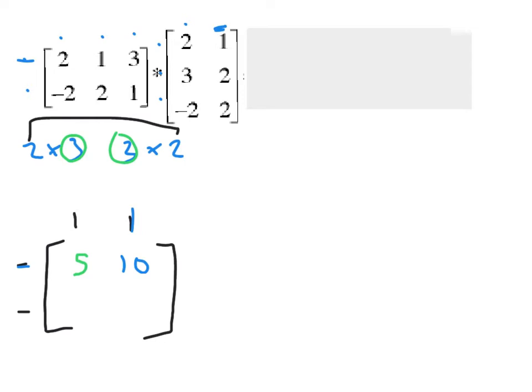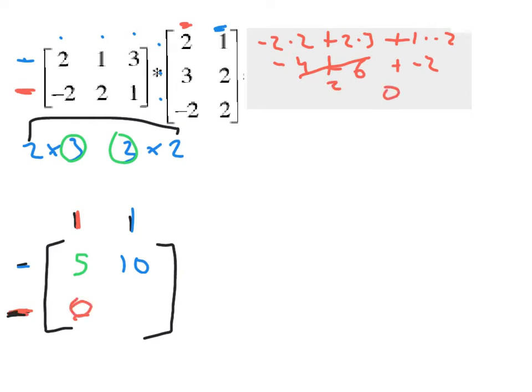Okay, so next is your second row, first column spot. It's down here. So second row, first column. Negative 2 times 2 plus 2 times 3 plus 1 times negative 2. Negative 4 plus 6 plus negative 2. So that's a positive 2 there, but then plus with the negative 2 is 0.